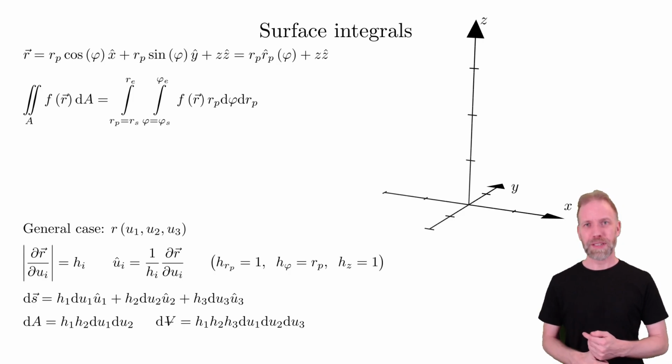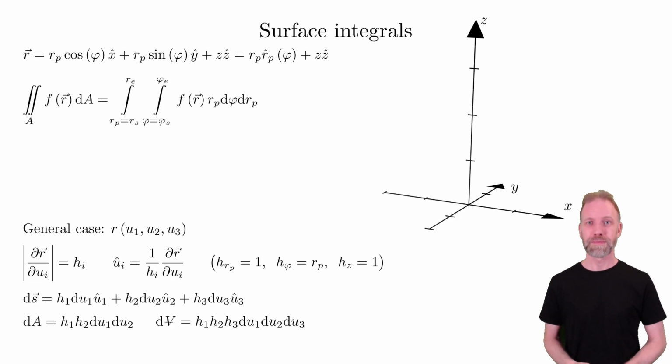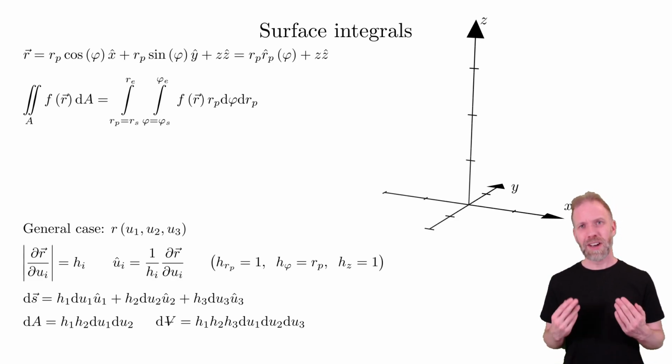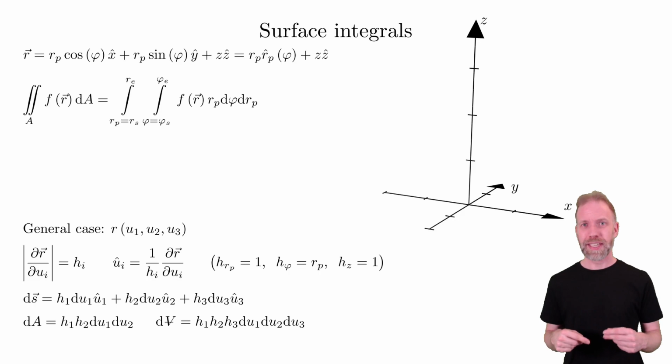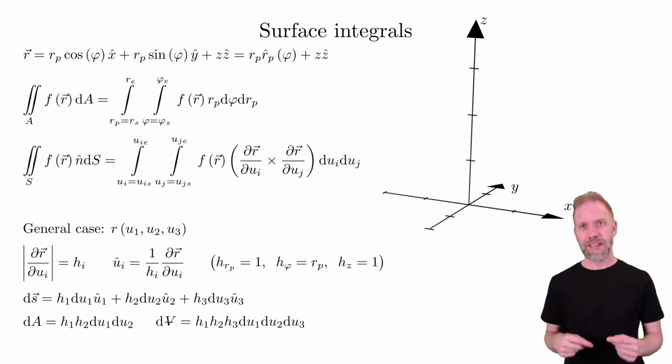The final topic we'll talk about for integrals is surface integrals. Here we will only cover the basic case where one of the coordinates is a constant and the surface is created by the other two. We did learn in the surface integral video that we can describe the surface with two parameters. The integral in the general case is given by the following expression.